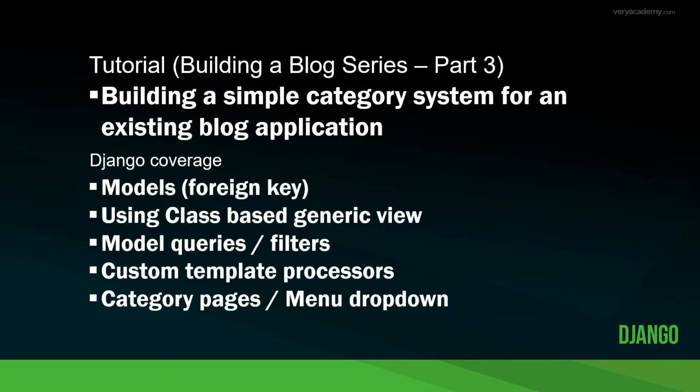So instead of repeating or adding the same content in many places in our Django templates, we can write context processors to make it globally available for use in all templates. So I'm going to give you that example in this tutorial, and then we'll go ahead and create our category pages and menu drop-down.